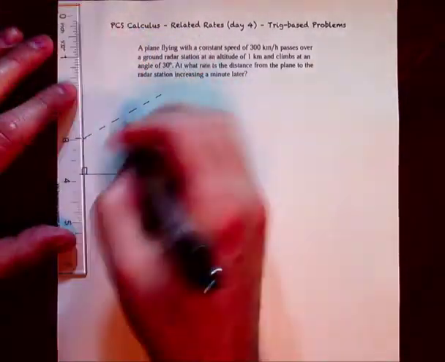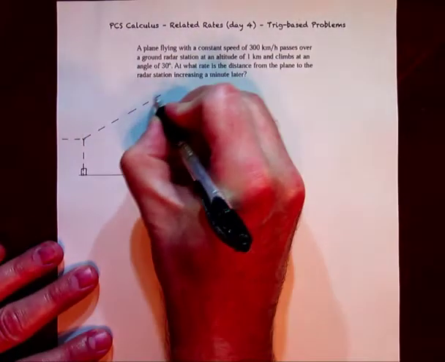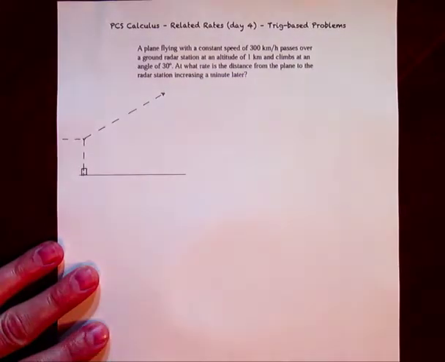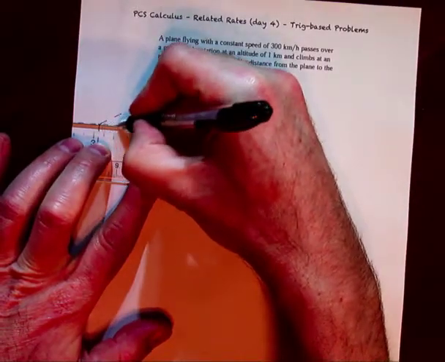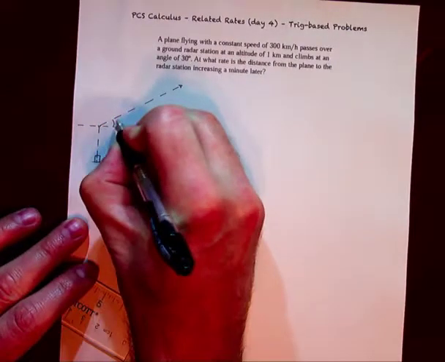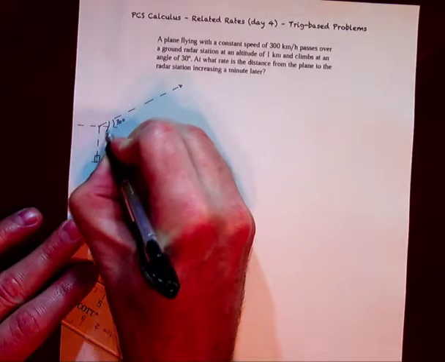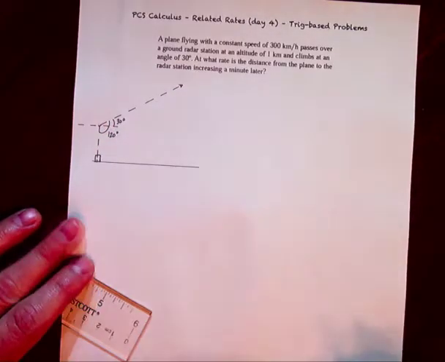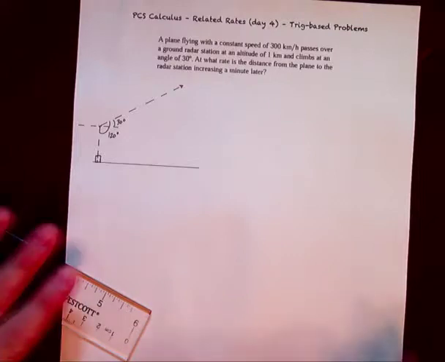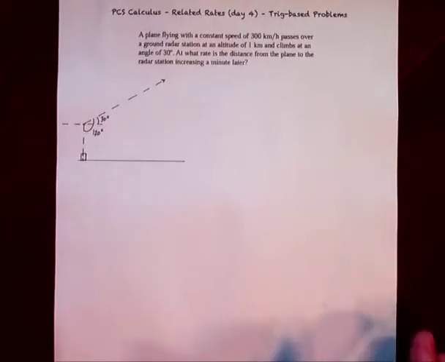So you have a plane heading that way. And you know that if this right here is 30 degrees, then this whole thing right here is 30 plus 90, it's 120 degrees. Now, at what rate is the distance from the plane to the radar station increasing 1 minute later?